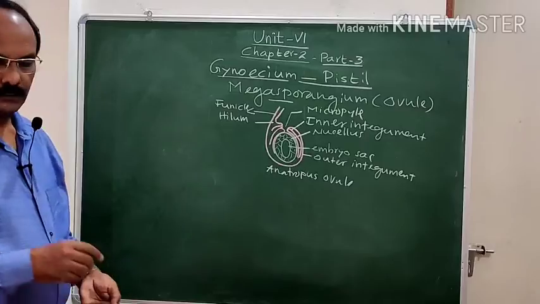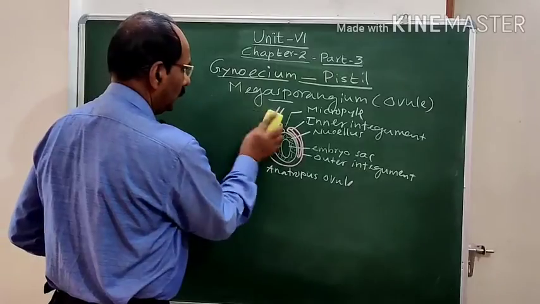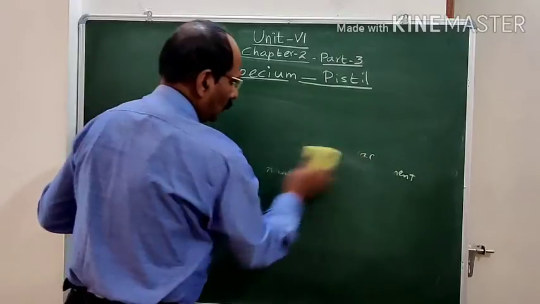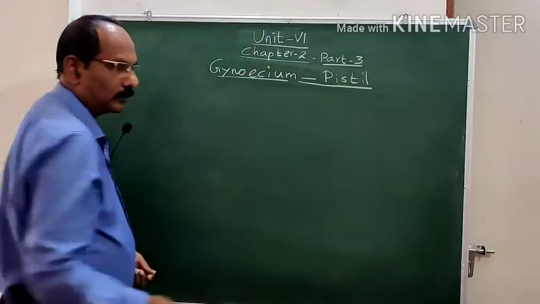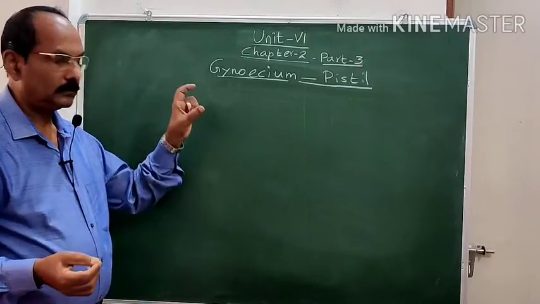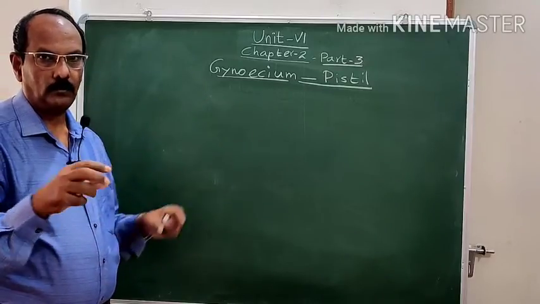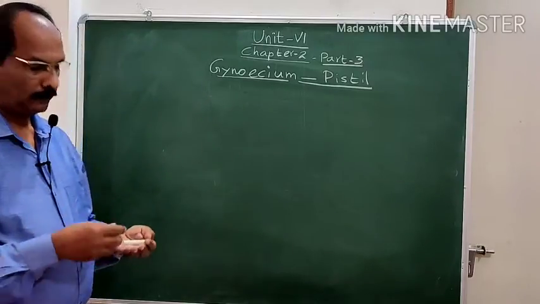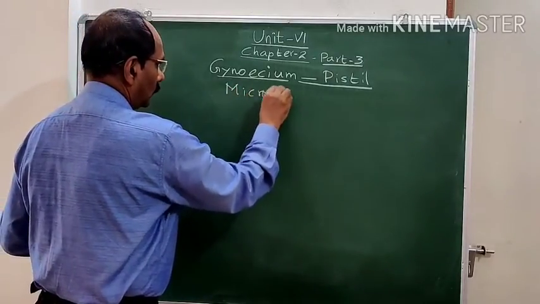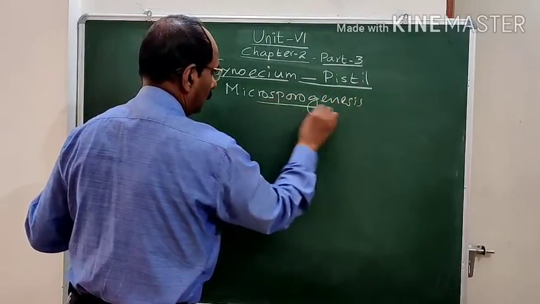So now we are going to study sporogenesis, how the megaspore is formed in the megasporangium. Megasporangium is the ovule. So in the ovule, how is the megaspore formed? The microspore formation we already studied, that is the pollen grains. So pollen grain formation is already studied. The microspore is required for fertilization. How the microspore is formed is known as microsporogenesis.